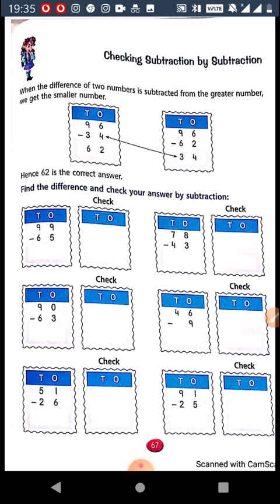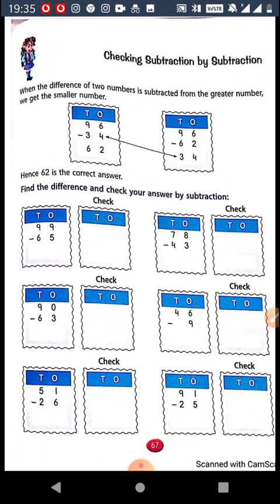When you subtract one number from another, you get the answer, and in subtraction, the answer is known as difference. When we add two numbers, we get another number, and that number is known as sum of two numbers. And when we subtract one number from another, the answer which we get is known as difference of two numbers. Okay. So when the difference of two numbers is subtracted from the greater number, we get the smaller number.